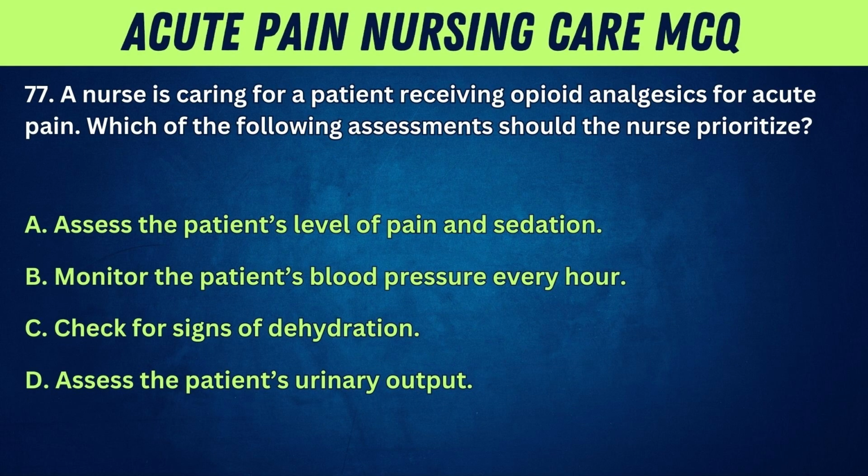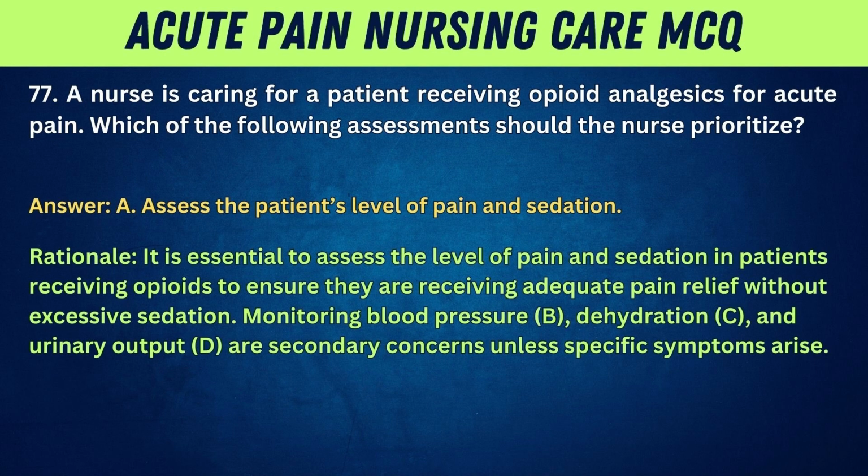77. A nurse is caring for a patient receiving opioid analgesics for acute pain. Which of the following assessments should the nurse prioritize? A. Assess the patient's level of pain and sedation. B. Monitor the patient's blood pressure every hour. C. Check for signs of dehydration. D. Assess the patient's urinary output.